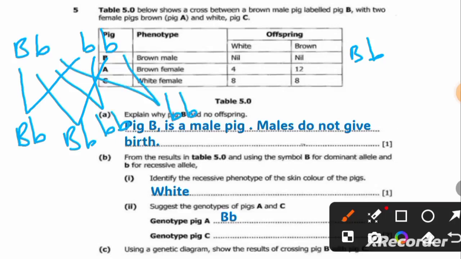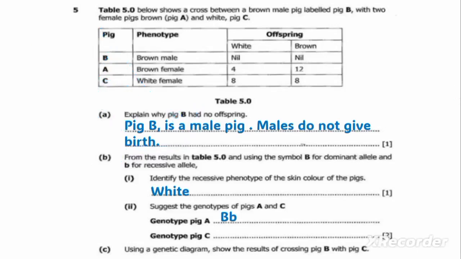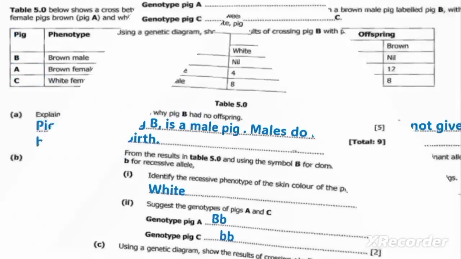We have seen that crossing these two genotypes will lead to production of an equal number of offspring, white and brown. Therefore, the genotype of pig C is Bb. Okay, we shift to the next question, which is question C.